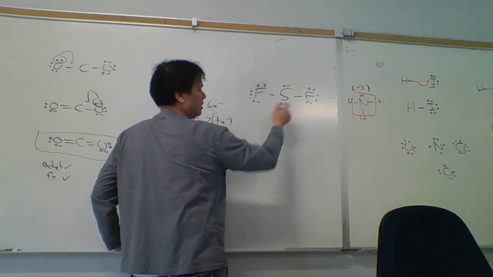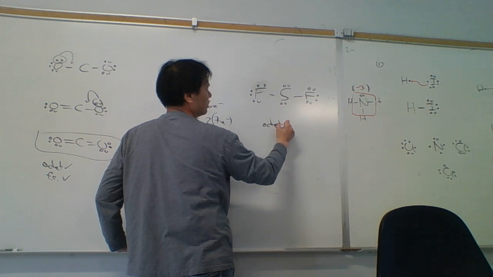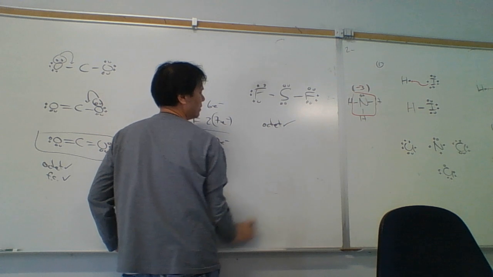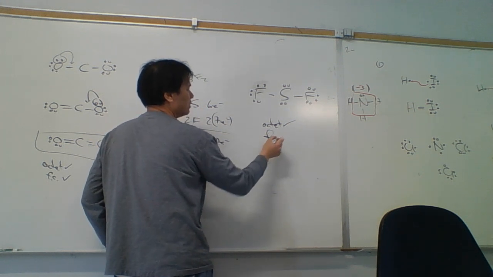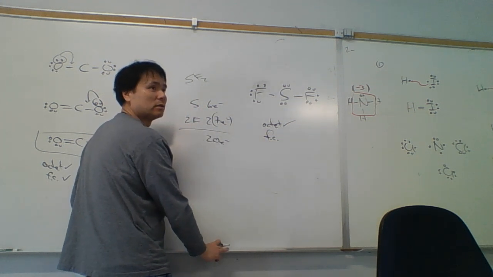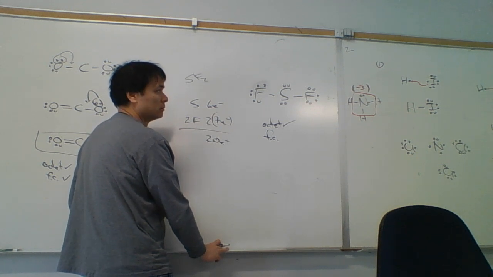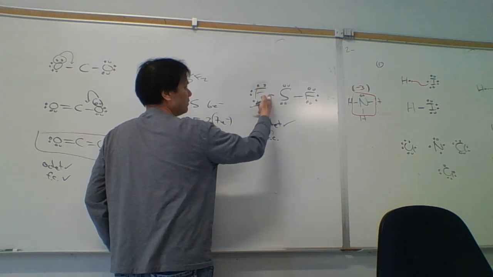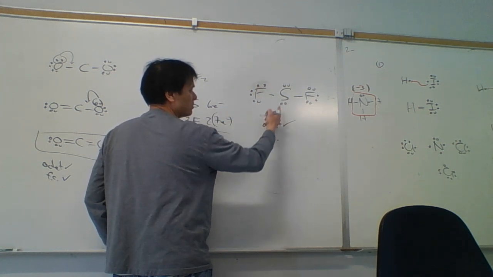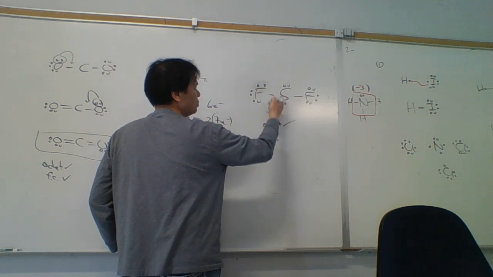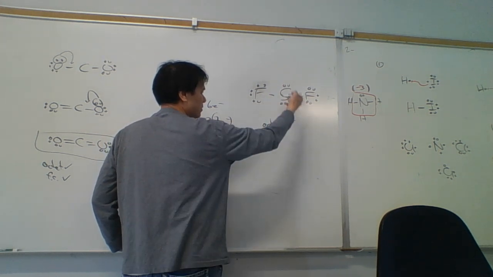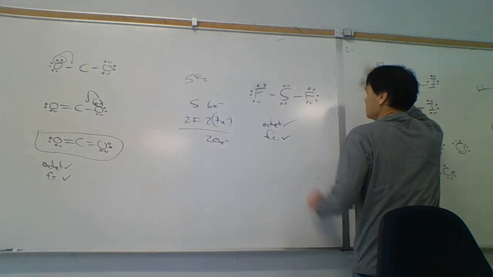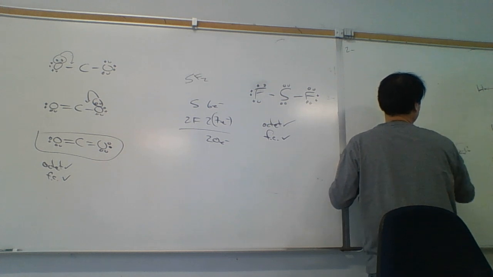Now look, does everything have an octet? Yes. Fluorine has an octet, sulfur has an octet, fluorine has an octet. What about the formal charges? Are there any formal charges? Well, fluorine has 2, 4, 6, 7. It's supposed to have 7, so 0. Sulfur is supposed to have 6. How many does it have? 2, 4, 5, 6. It has 6. All the formal charges are 0. And so this is a good structure for SF2.